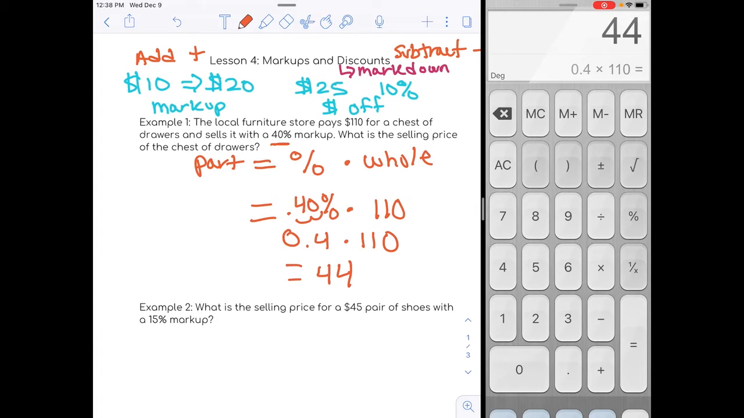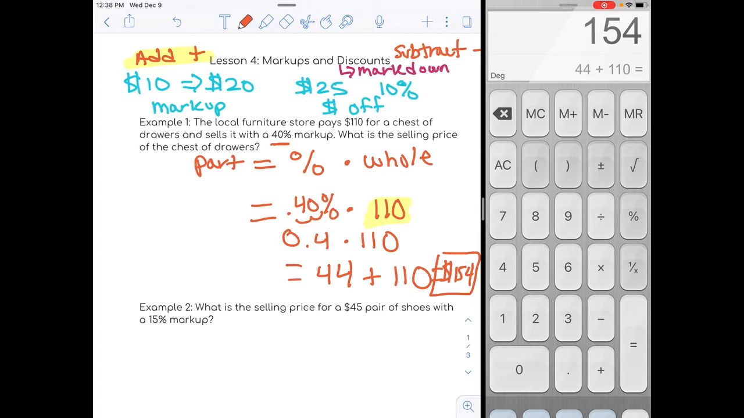Now, the important thing here is once you get this markup, you need to add it back to my original price, what the furniture store actually paid. So I'm going to add that onto my original, which was 110. And so my final price is $154. So what this is saying is if the furniture store did a 40% markup, they would now be selling that piece of furniture for $154.